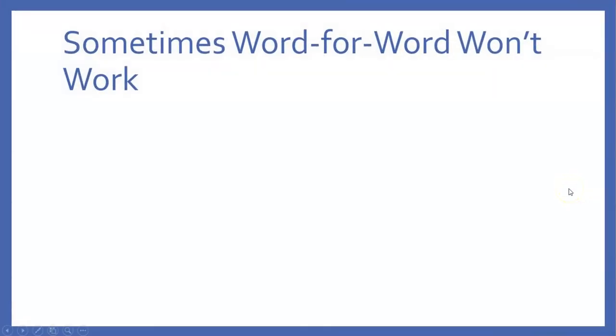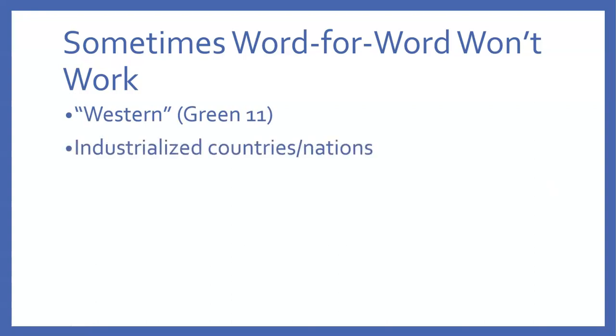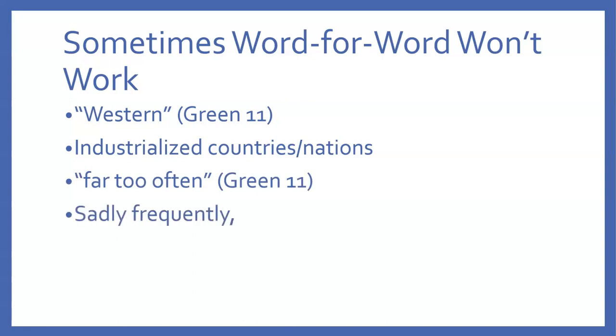All right, sometimes we won't be able to get a good word-for-word match. We might have to take, say, one word from the source, like Western here. We might have to expand that into multiple words, like industrialized countries. Or it might go the other way around, and we might have a whole phrase from the source, like far too often, and we might be able to shorten that phrase, like here I went from 3 words to 2, with sadly frequently.